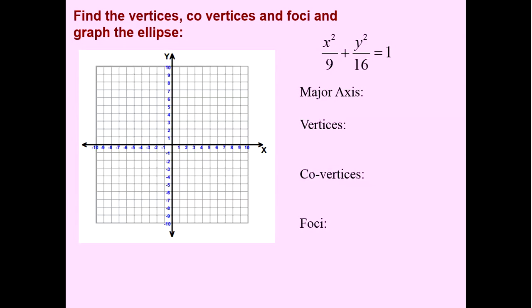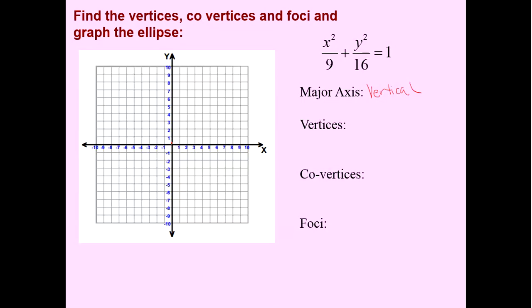So the first thing that we always figured out is which way was our major axis. Was it vertical or horizontal? So we saw which one had the bigger denominator, which is the y. So this would be a vertical major axis, right? So basically my ellipse or my oval is going to go up and down. Your vertices then, remember, was the square root of this, so that would be 4.